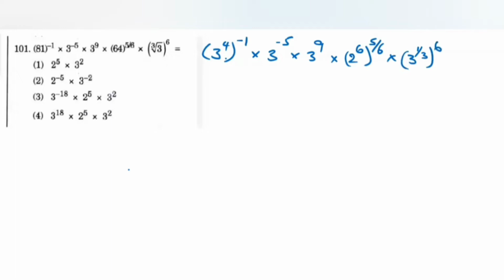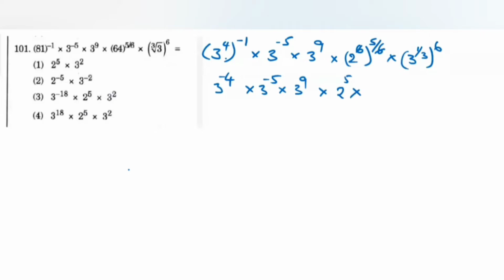Now coming to here, 3 power 4 power minus 1. Power of power is there, you can multiply the powers. So 3 power minus 4 multiplied with the 3 power minus 5 multiplied with the 3 power 9, and here 2 power 6 in 5 by 6. This 6 and this 6 can be cancelled. So this is nothing but 2 power 5, multiplied with here also 1 by 3 power 6.